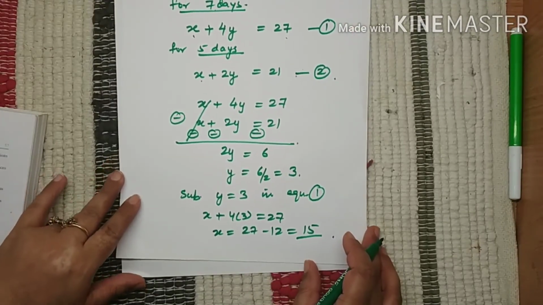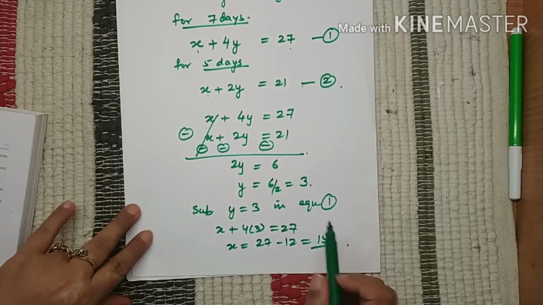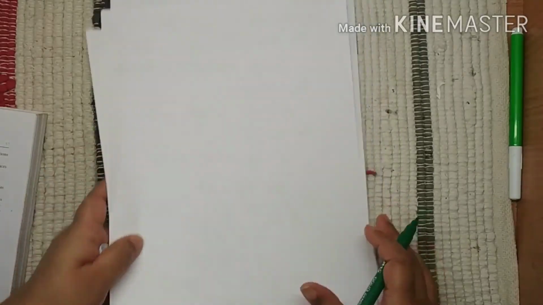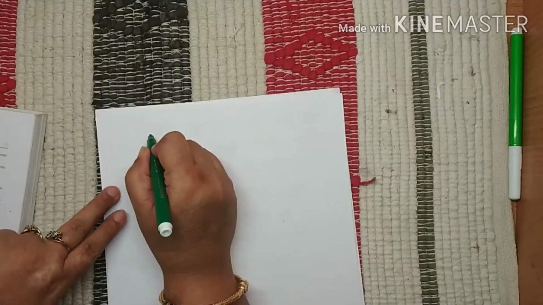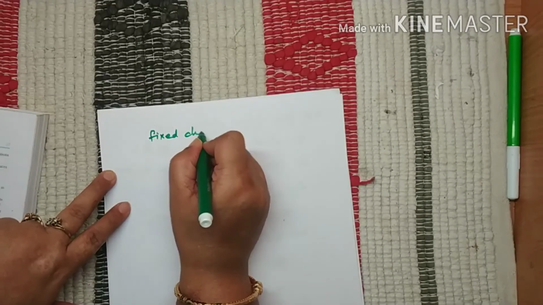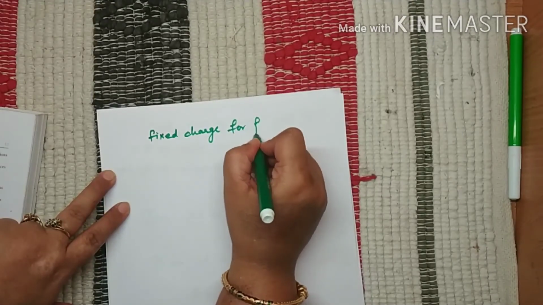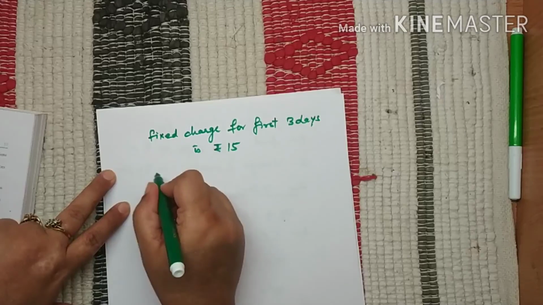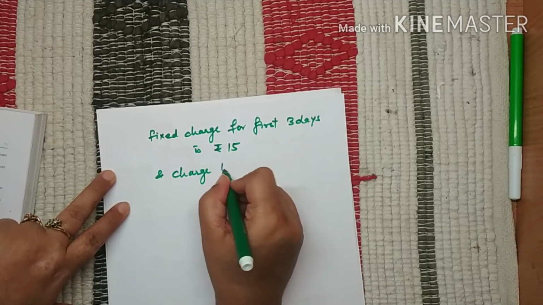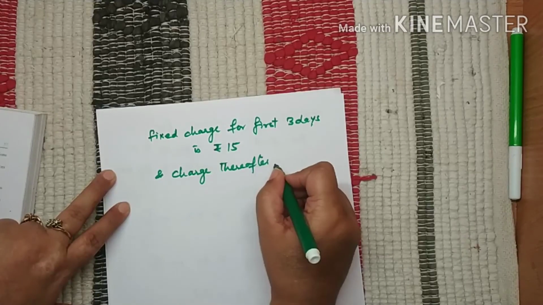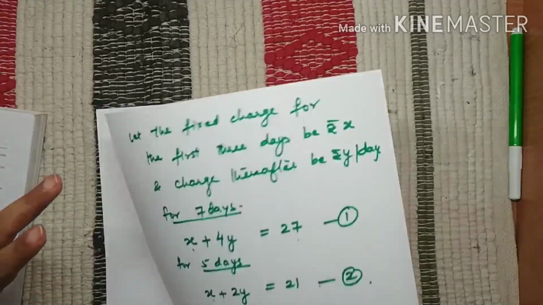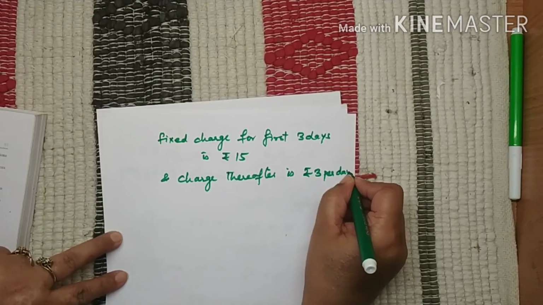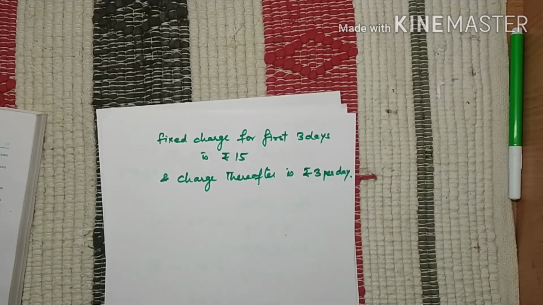So I got fixed charge is rupees 15 for the first 3 days and charge thereafter is rupees 3 per day. Since we are dealing in word problems, we need to write the answer statement. So fixed charge for the first 3 days is rupees 15 and charge thereafter is rupees, how much did we get? Y is 3. So rupees 3 per day. Hope you understood, children. With that, we finished with the word problem.